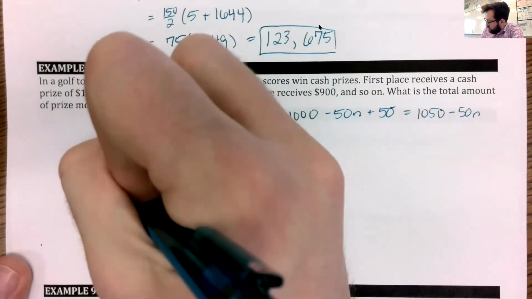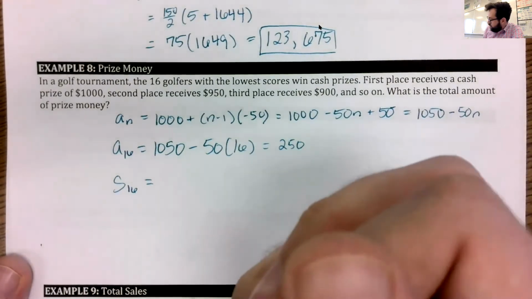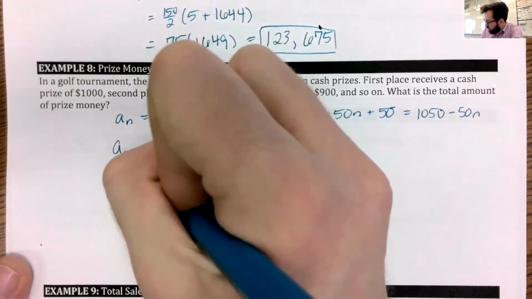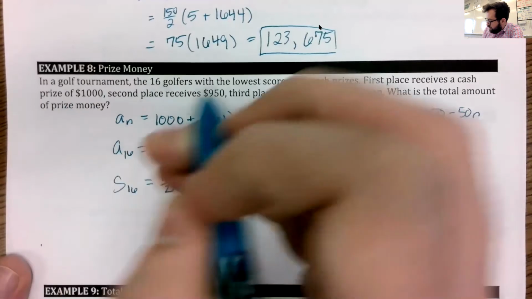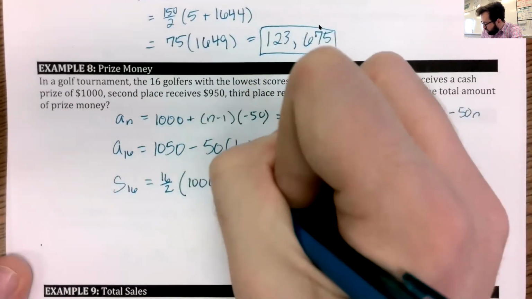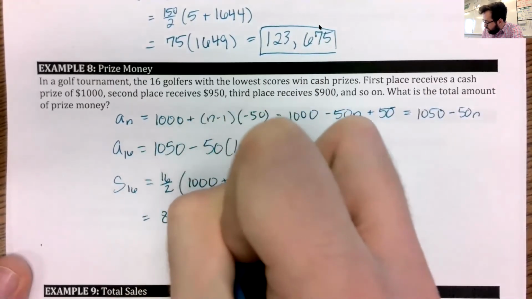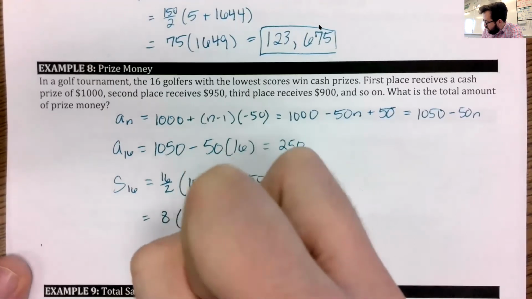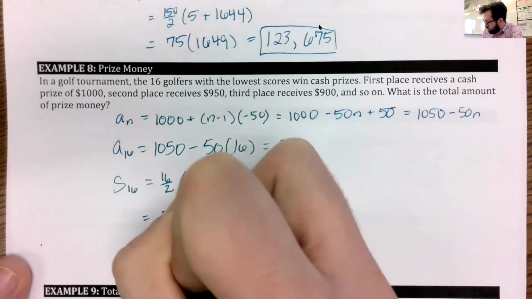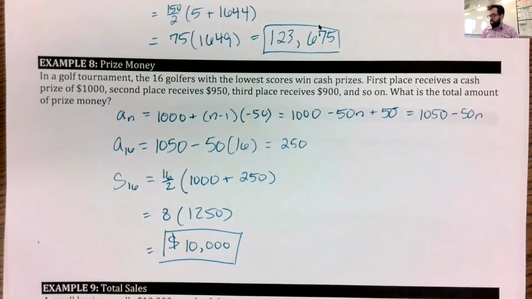So the sum of the first 16 terms in this sequence is going to be 16 over 2 times the first number plus the last number. So we get 8 times 1,250, which is $10,000. And that's how you do it.